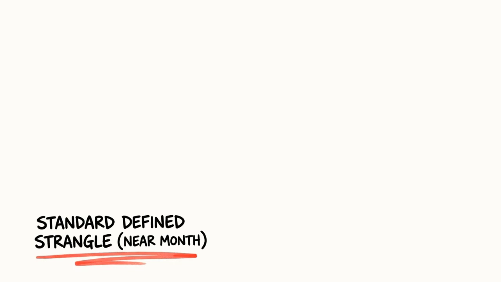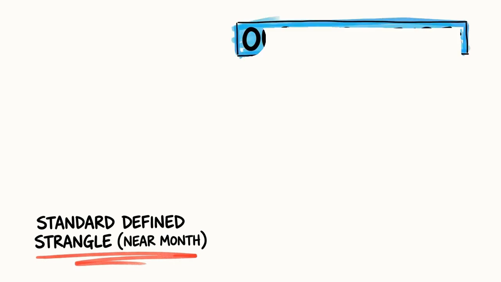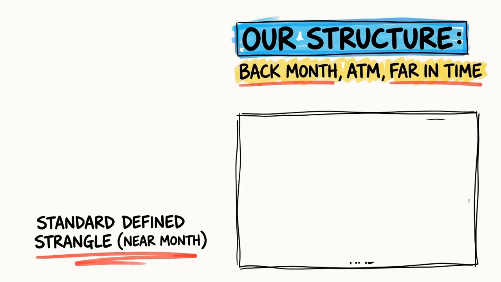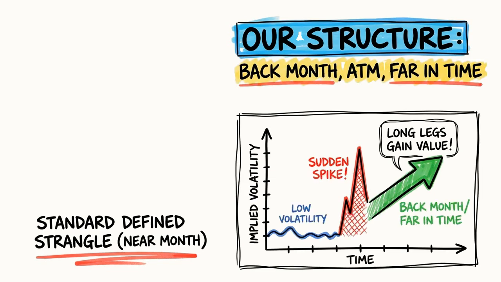A standard defined strangle, where you buy protection on both sides tight, actually works against you. Those long legs cost you premium and reduce your profit. This structure is different. The long legs are back month, at the money, and far out in time. They gain value as volatility spikes, and that's exactly when we need them.